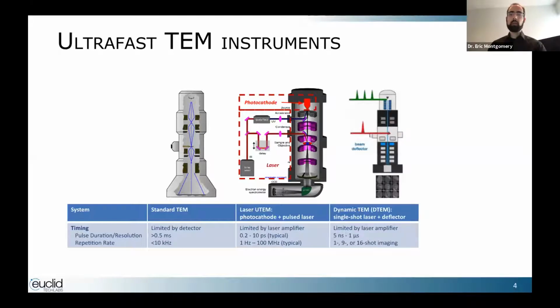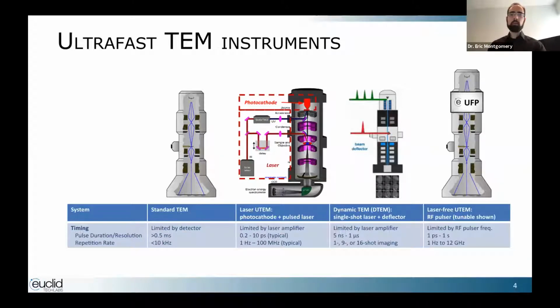For the dynamic TEM, I won't repeat John, just to say it's a single shot imaging approach, which can be operated in movie mode with much longer pulse durations. And the laser-free UTEM approach inserts an RF pulsar into the column between the gun and the first condenser lens. This approach I'll detail later, but it can achieve pulse durations from picoseconds on up and repetition rates widely tunable up to gigahertz, even 10 gigahertz.